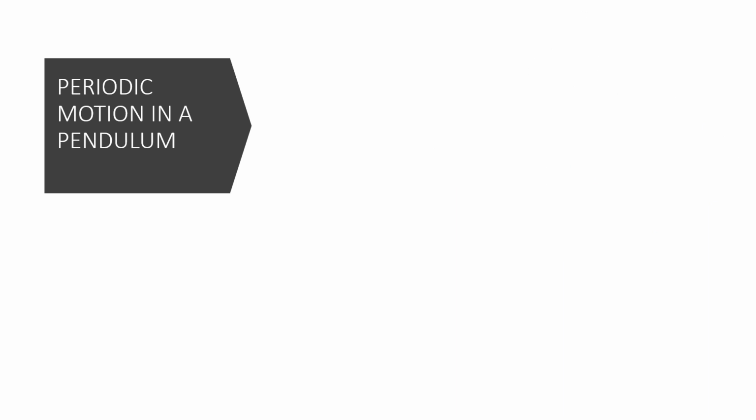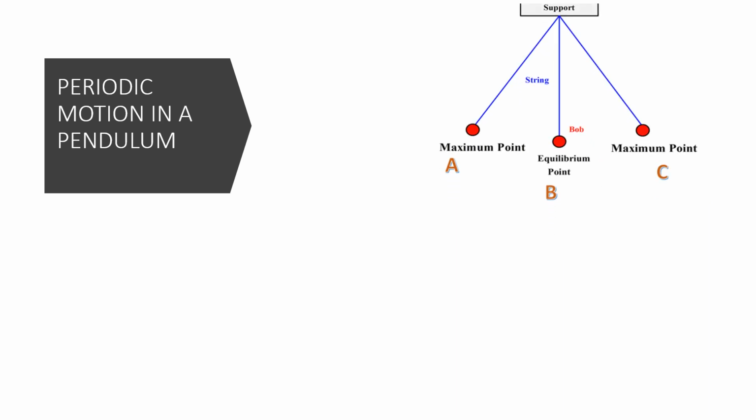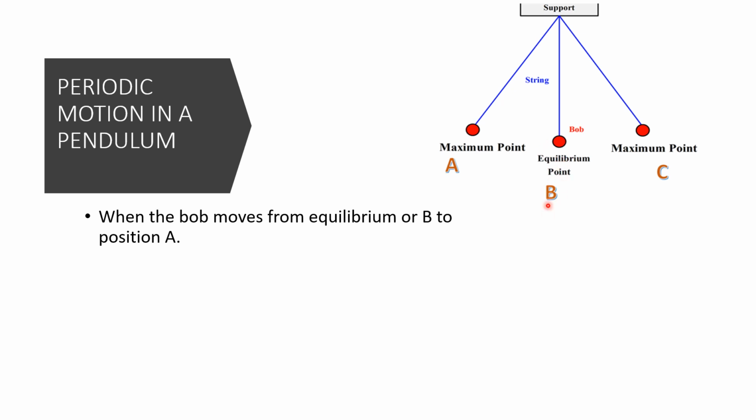It is the same with the pendulum. Let's say we have here a pendulum. This one is a bob and we have here the string. We know that the pendulum moves in different positions. So let's say we have A, B, and C. This one is the equilibrium position.